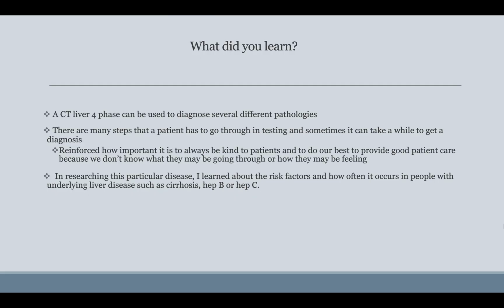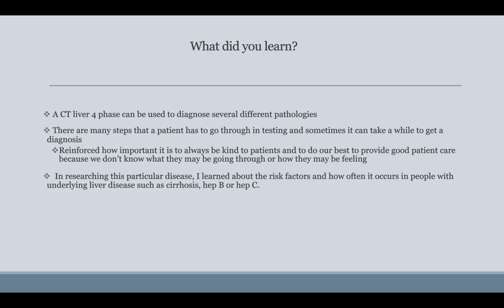So what did I learn from doing this project? I learned that a CT liver 4-phase can be used to diagnose several different pathologies. I learned what structures enhance in the different phases, which I did not know before. I learned that there are many steps clearly that a patient has to go through in testing, and sometimes it can take a while to get a diagnosis.